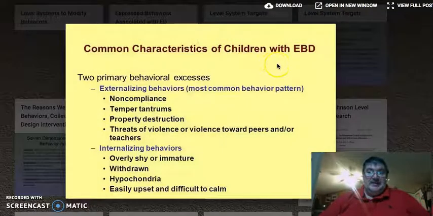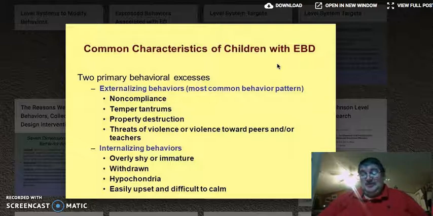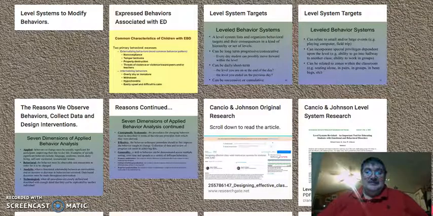you'll see these are the common characteristics of children with EBD. They have externalized behaviors: noncompliance, temper tantrums, property destruction, threats of violence or violence toward peers and/or teachers; and internalizing behaviors: overly shy or immature, withdrawn, hypochondria, easily upset, and difficult to calm. I see a lot of these with the students within our school, typically because that's what we are. And I'm sure most of you have seen these examples in your settings as well.